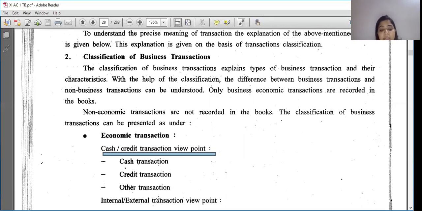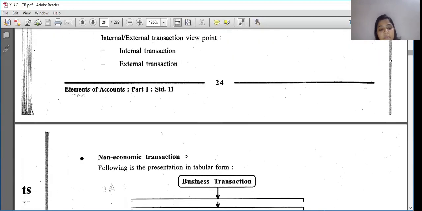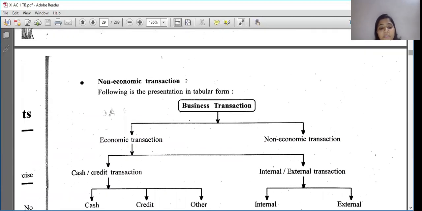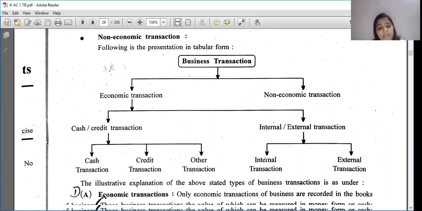Other transactions are internal and external transactions from the viewpoint, right? So internal transaction and external transaction. Non-economic transactions. So following is the presentation in tabular form. Business transaction, that is economic transaction. If the transaction would be either cash or credit, then cash transaction, credit transaction, other transaction. Non-economic transactions are the same, and there are internal and external transactions.